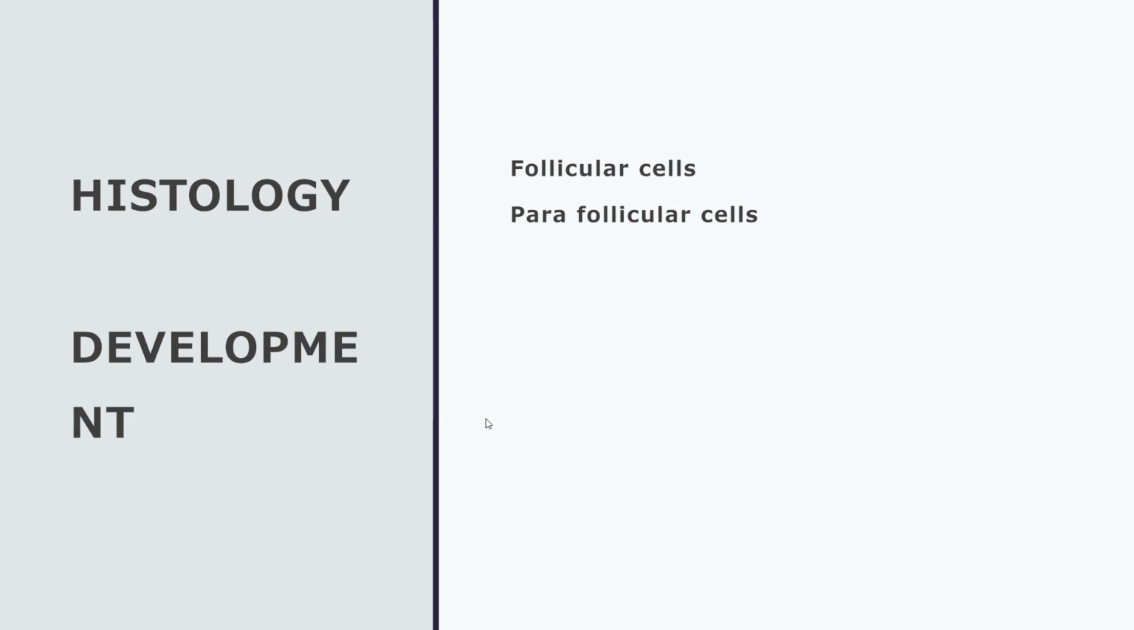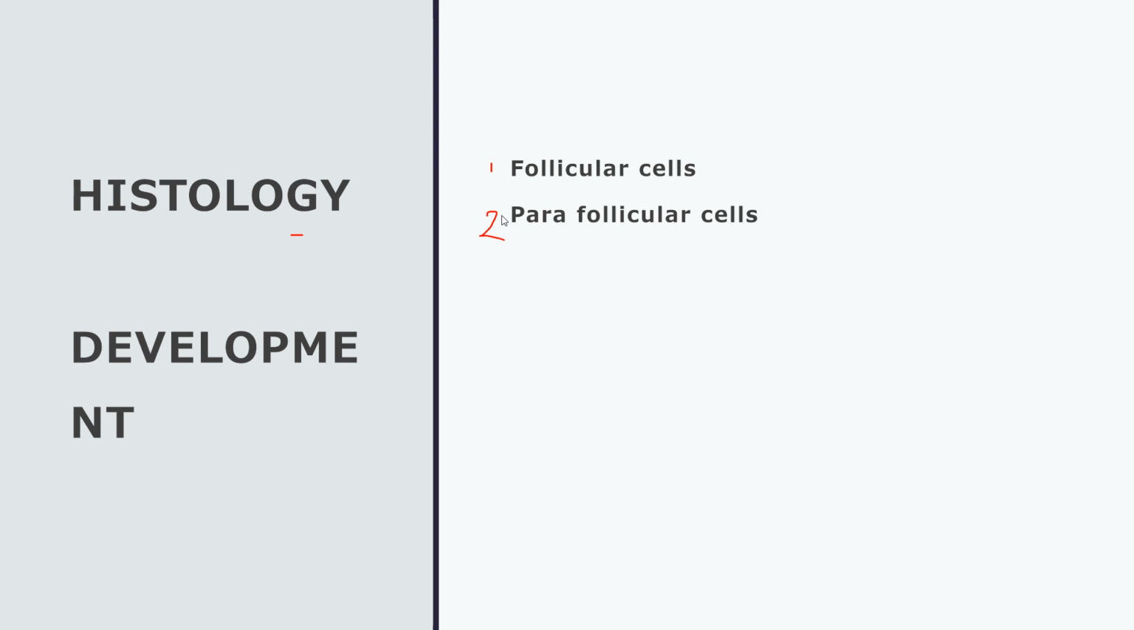Next, we are going to see about its histology. Mainly, the thyroid is made up of two types of secretory cells. The first one is follicular cells and the second one is parafollicular cells, otherwise called C cells. The follicular cells line the follicles. They are columnar in shape while in the active phase, and in the rest phase they are cuboidal in shape.